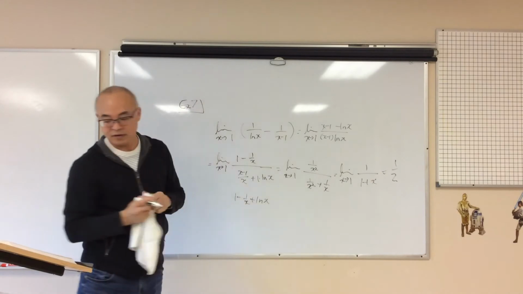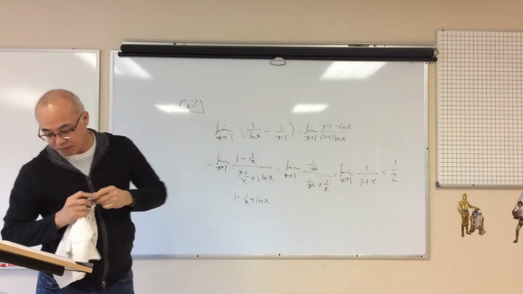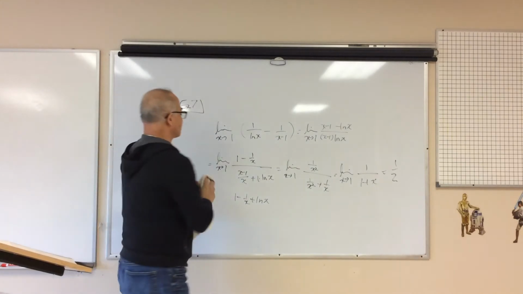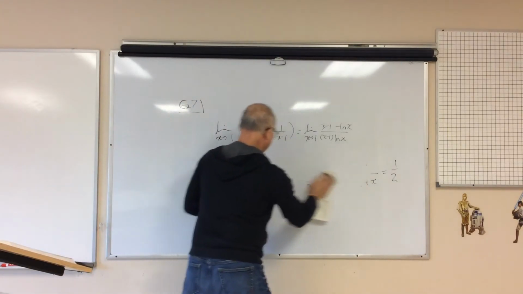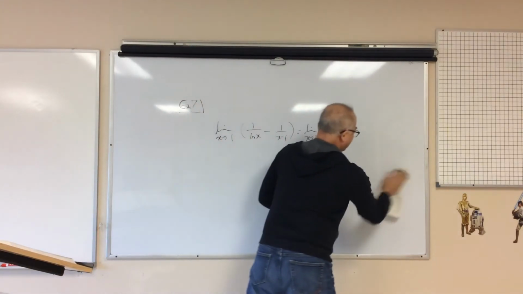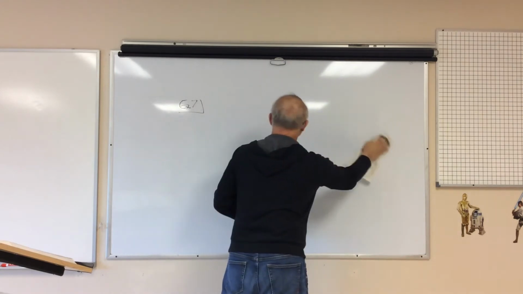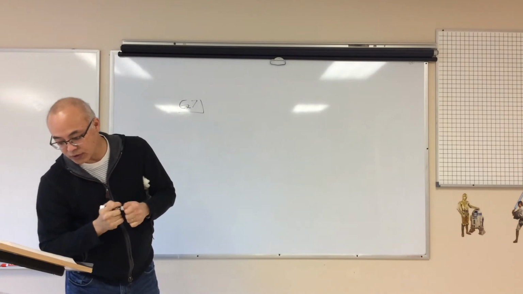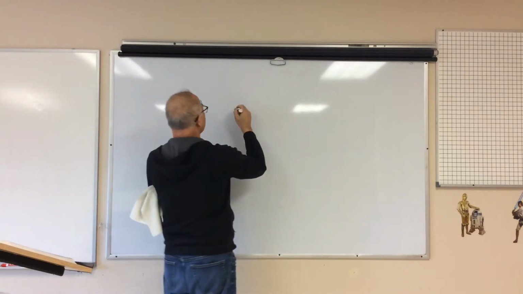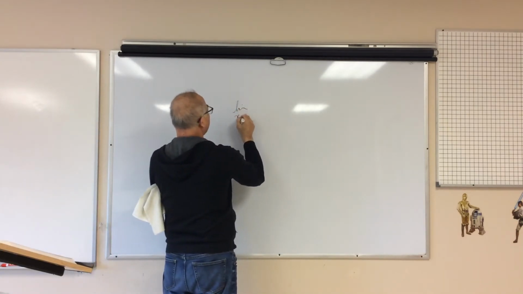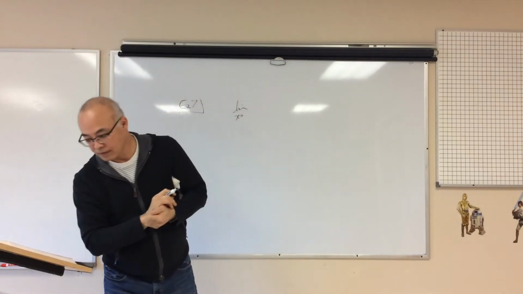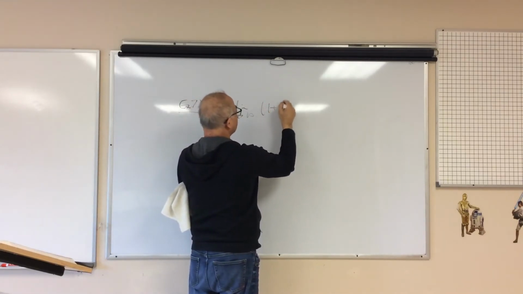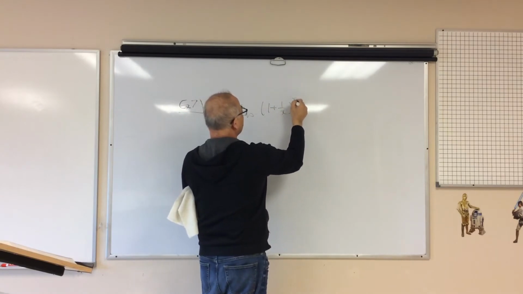Okay. Now let's move on to example number 8. Example number 8 is pretty complicated. If you look at what they asked us to do, it says find the limit as x goes to infinity of 1 plus 1 over x, raised to the x.